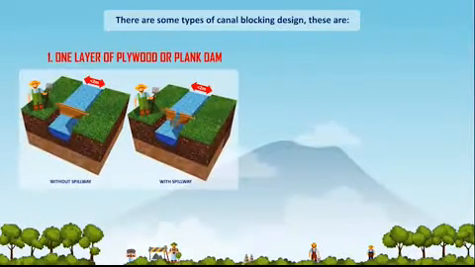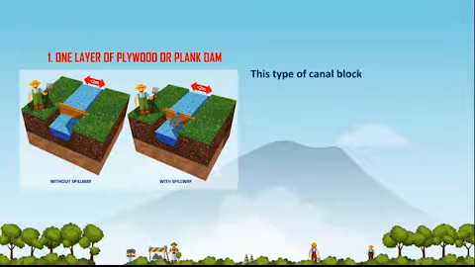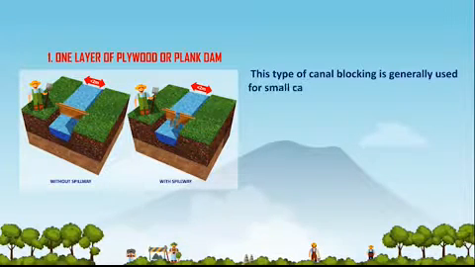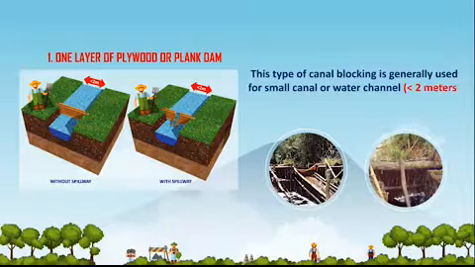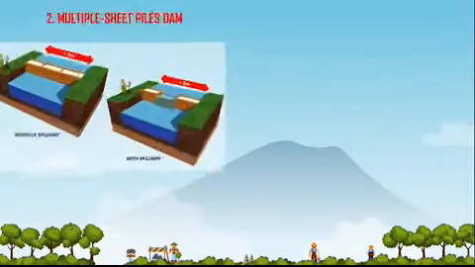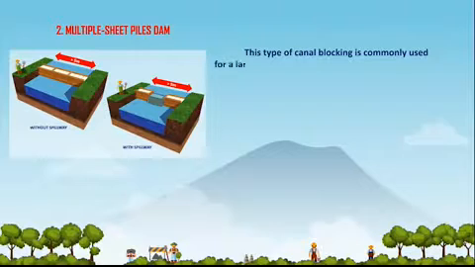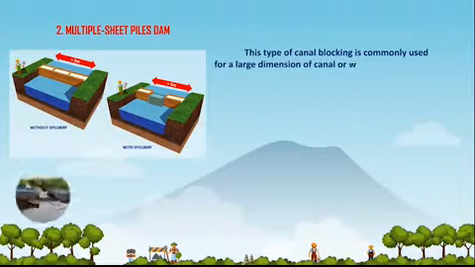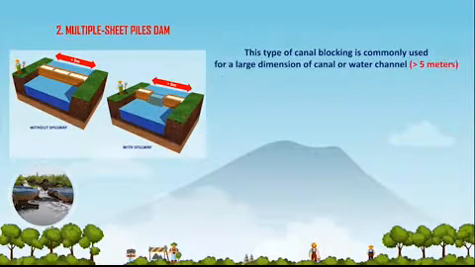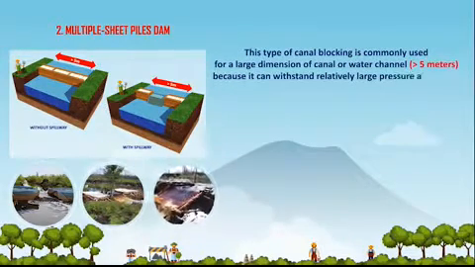These are one layer of plywood or plank dam. This type of canal blocking is generally used for small canals or water channels less than 2 meters with a relatively small debit of water flow. Multiple sheet piles dam. This type of canal blocking is commonly used for a large dimension of canal or water channel more than 5 meters because it can withstand relatively large pressure of water, constructed with vertical lines.